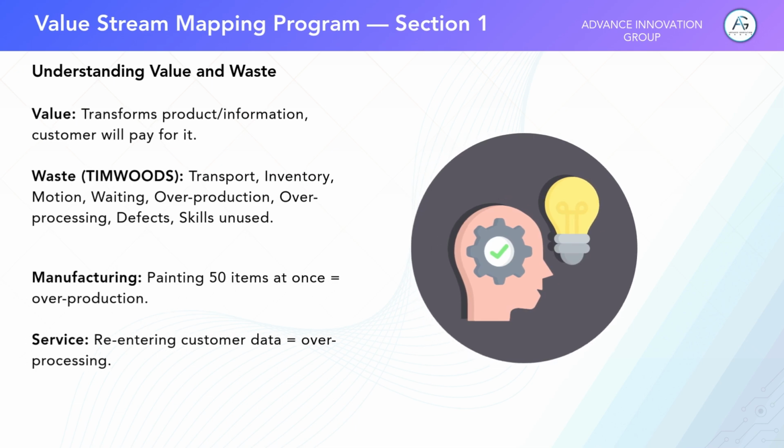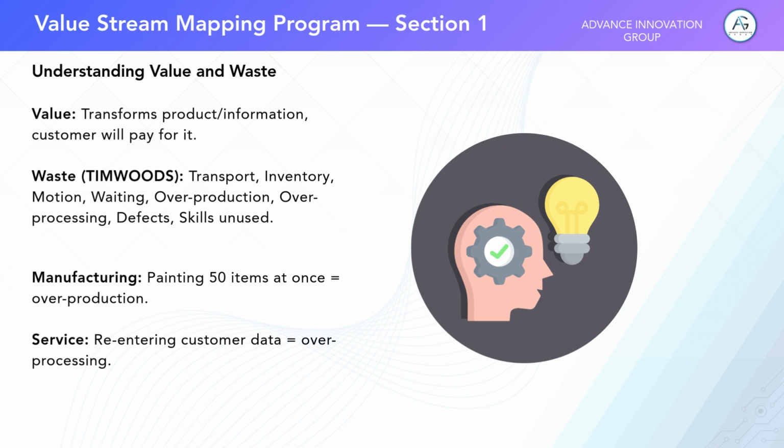Value means any activity that changes the product or information in a way the customer is willing to pay for. Waste, on the other hand, includes all actions that don't add value, summarized by the acronym TIMWOODS: transport, inventory, motion, waiting, overproduction, overprocessing, defects, and unused skills.